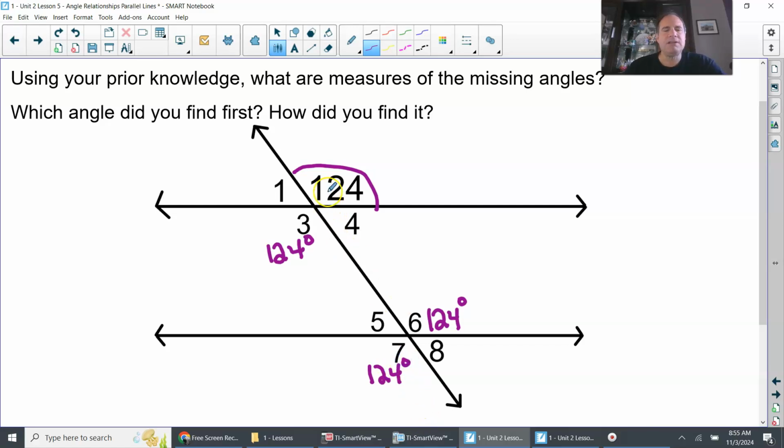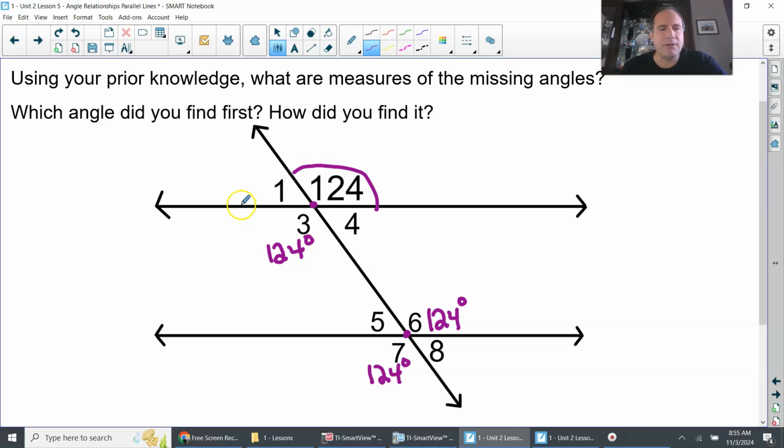The reason why these are congruent is because these are vertical angles. They meet in the middle. These are alternate interior angles, 3 and 6. Alternate interior angles are equal to each other. Those are 124. And then these are vertical, 6 and 7, 124.